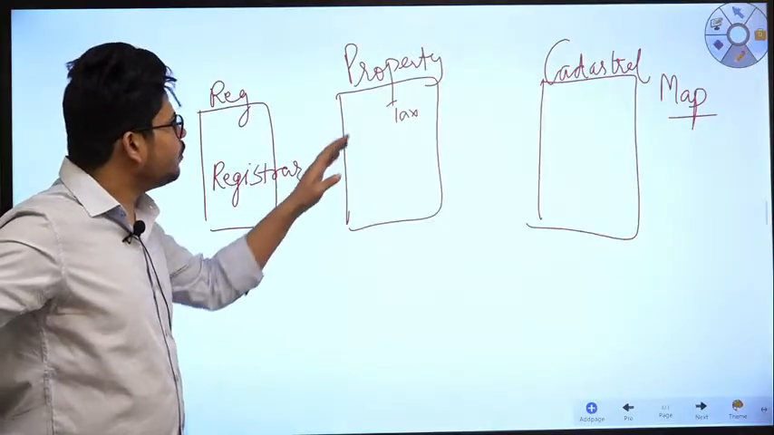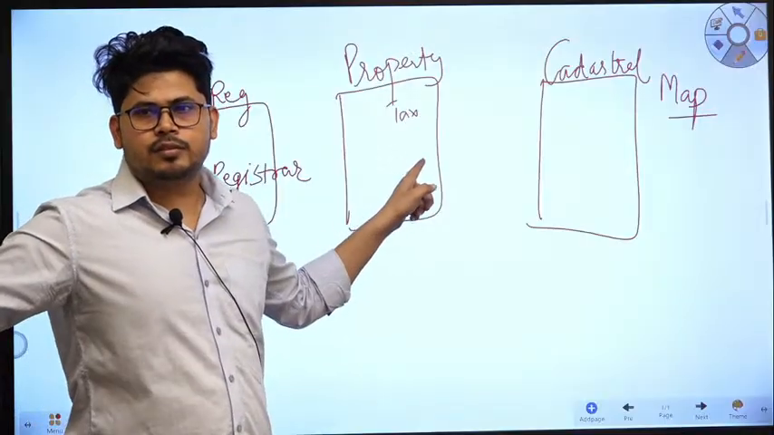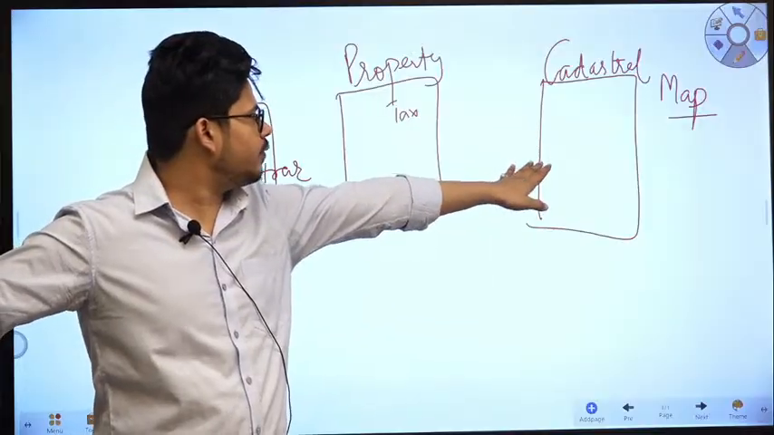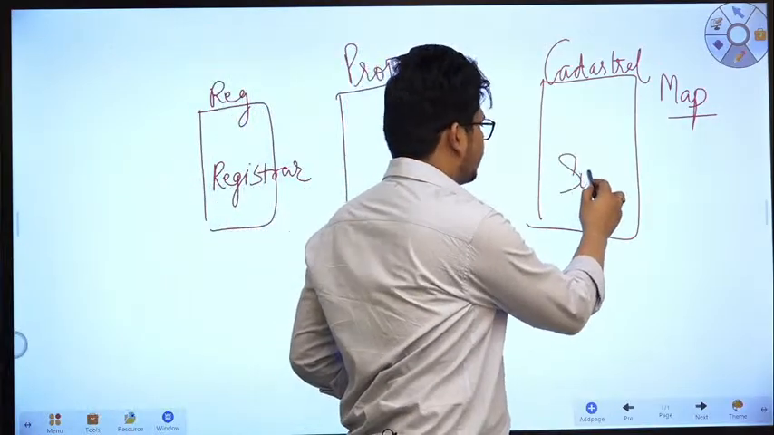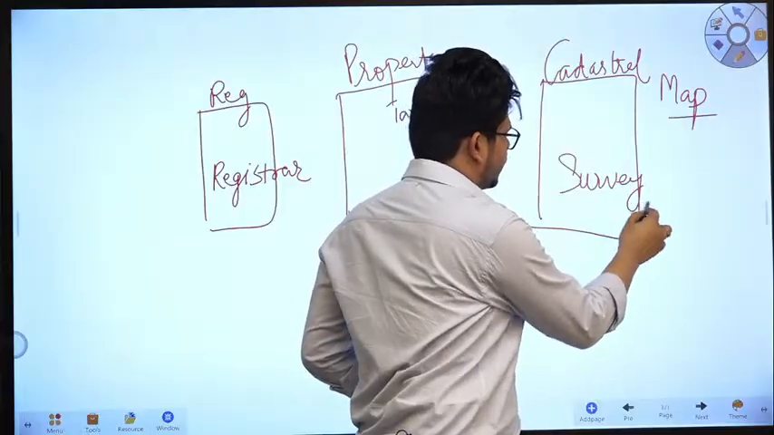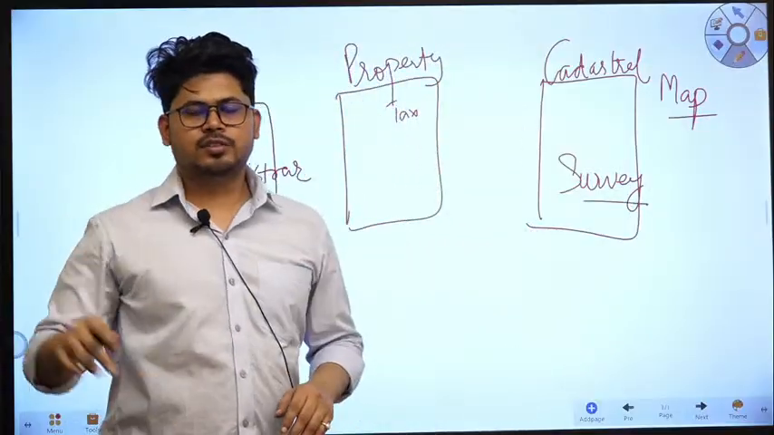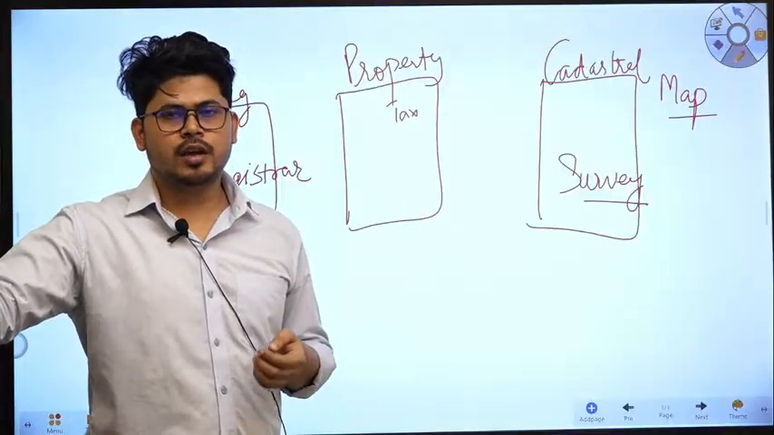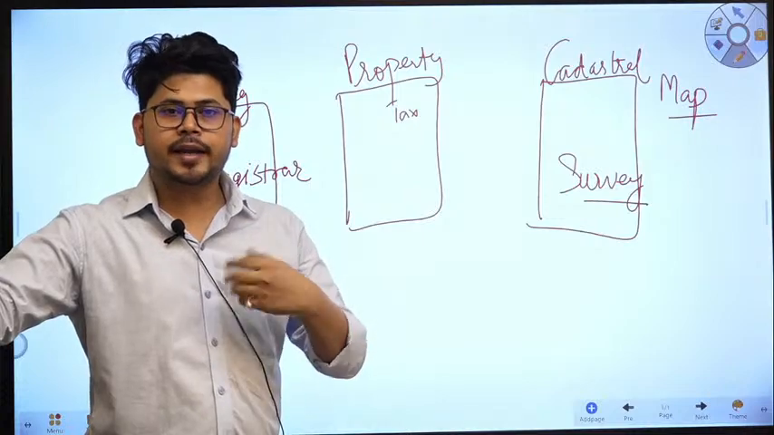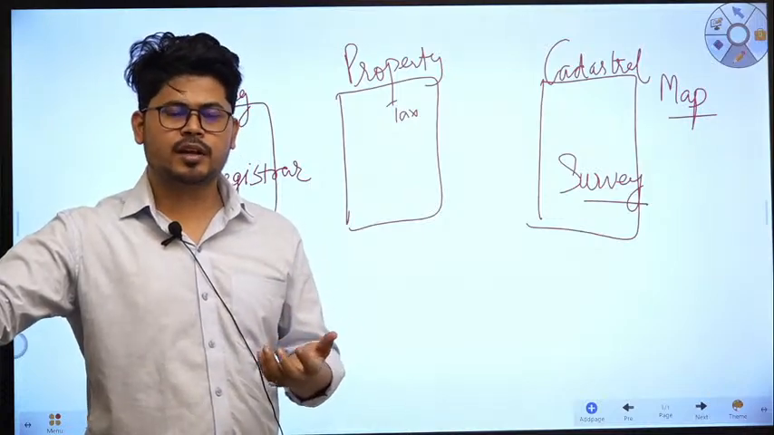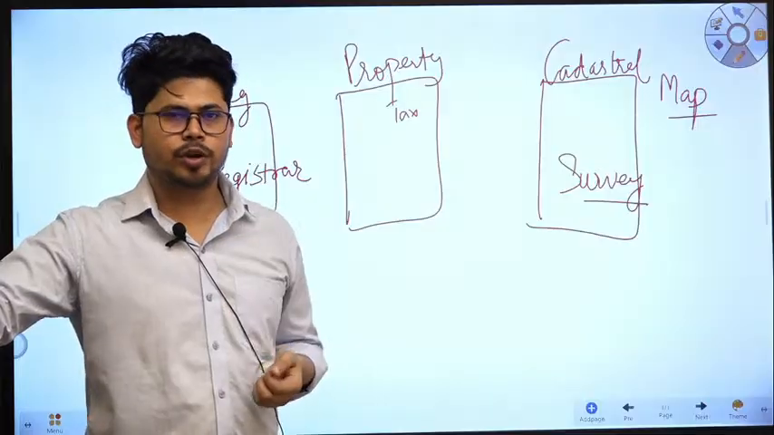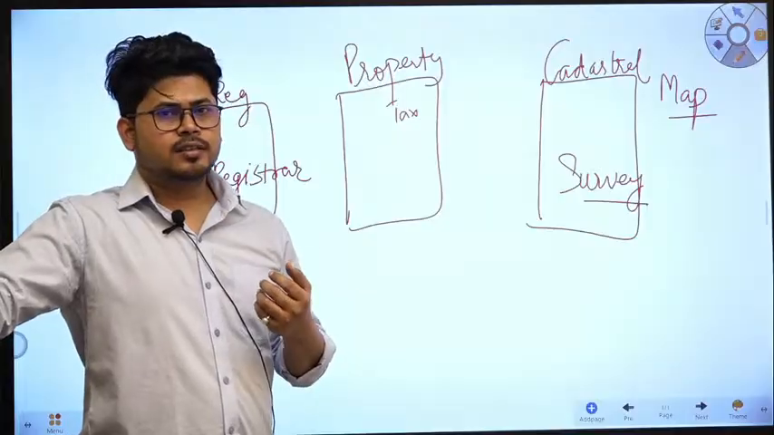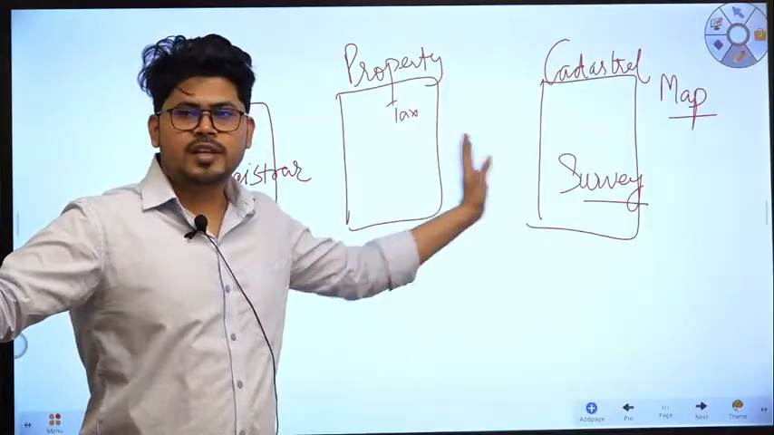Fine. The second one is property tax, that will be the revenue department, and the third one is cadastral map, that will be with the survey department, okay, survey department. So you can see that the information regarding one land parcel is spread across three departments, due to which the criteria for identification of a land parcel are not at one single point, and that creates problems. That creates problems in the sense that there are anomalies in the records.